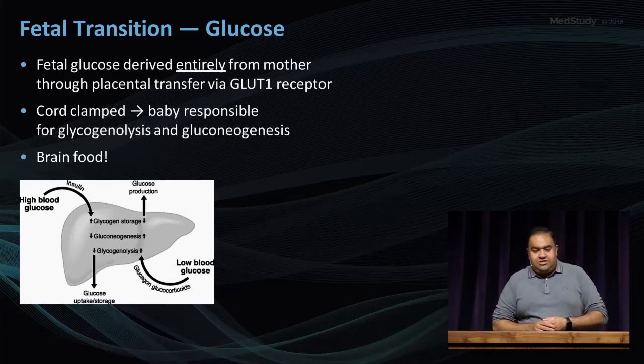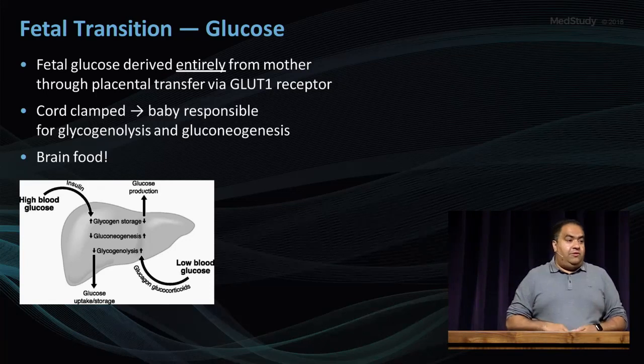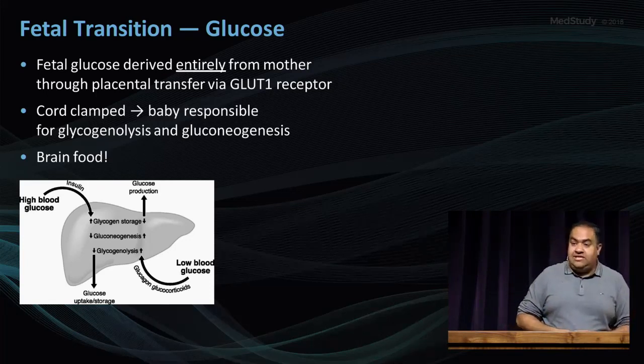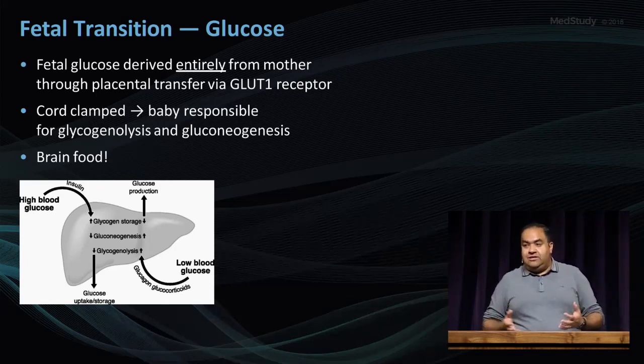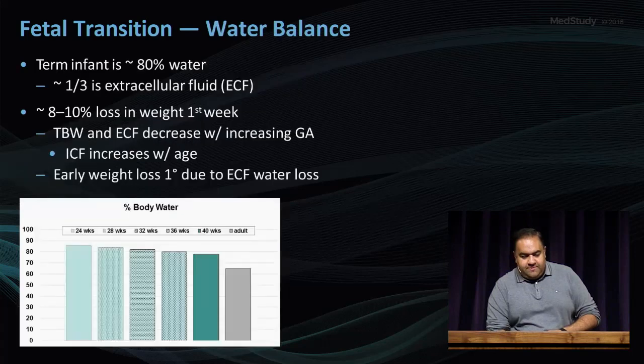Other parts of fetal transition include glucose. Fetal glucose is derived entirely from the mom, as we talked about, through the GLUT1 receptor. As the cord is clamped, now the baby is responsible for glycogenolysis and gluconeogenesis, which is really important for the baby because that's what their brain exclusively relies upon. They don't go through ketone bodies, they don't go through any other way, they have to use glucose, and hence that's really important. And we'll go through glucose metabolism in a little bit more detail.